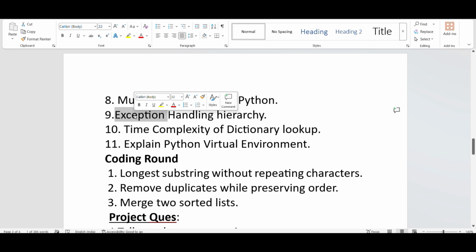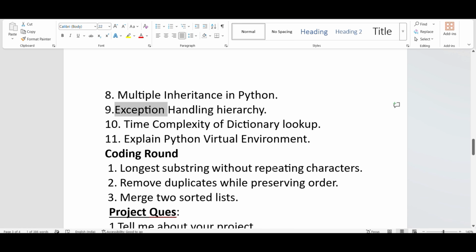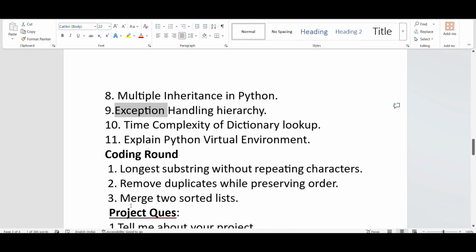Ninth is exception handling hierarchy. 10th is time complexity of dictionary lookup. 11th is explain Python virtual environment. Coding questions here. The interviewer asked 3 coding questions.